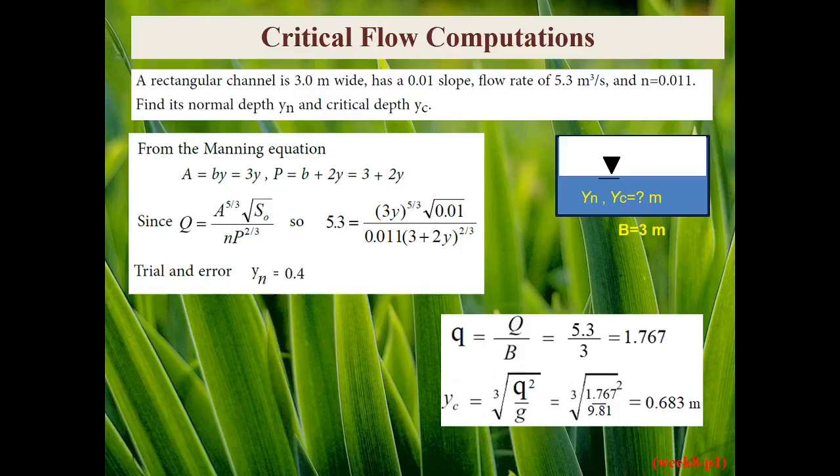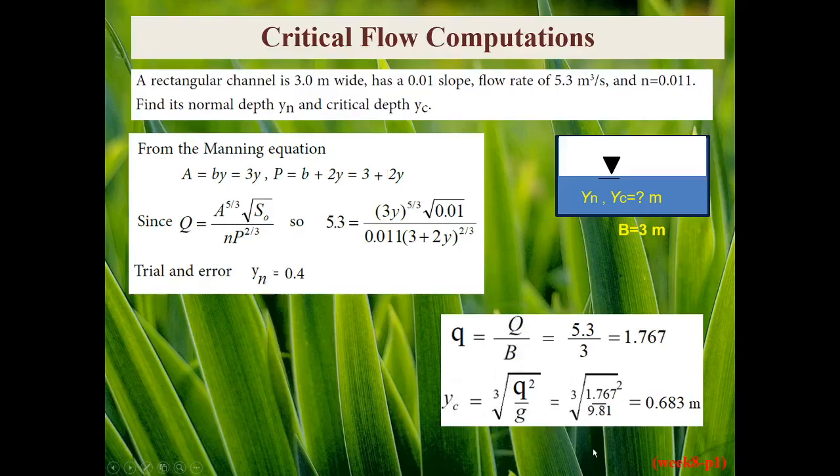I have a rectangular channel, therefore I can calculate unit discharge. As you see here, unit discharge is Q over B, which will be 1.767 cubic meters per second per meter. This is at hand. yc equals the cube root of q squared over g, which equals the cube root of 1.767 to the power of 2 over 9.81, and therefore the critical depth for this channel is 0.683.